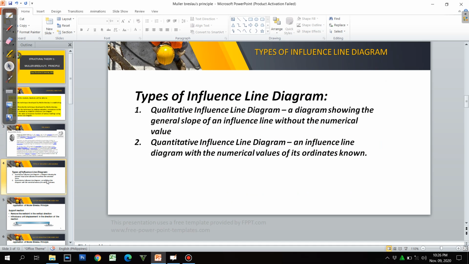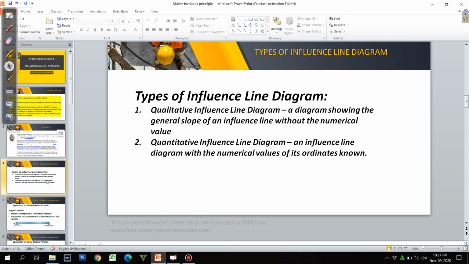So moving on, let us have the types of influence line diagram. There are two types. So first we have qualitative ILD. So when we say qualitative, it only contains or present the slope without the ordinates. Okay, without the ordinates in it. And number two, the quantitative ILD or influence line diagram. So it shows the slope as well as the ordinates.